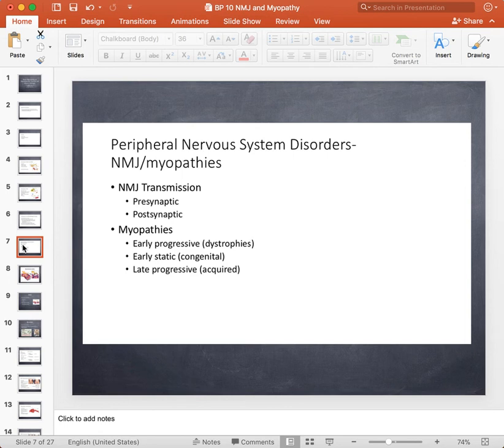So here's sort of an outline of what we're going to talk about. Again, with the neuromuscular junction, you have your pre- and postsynaptic components, and so pathology in either place can give you a problem with transmission.